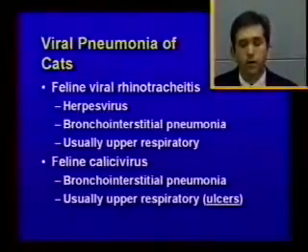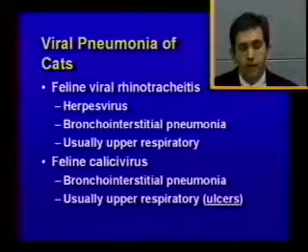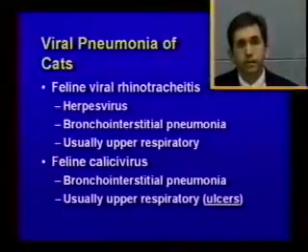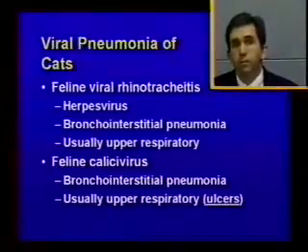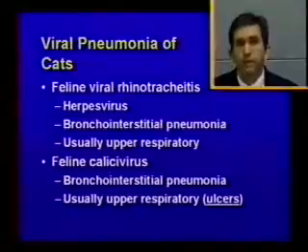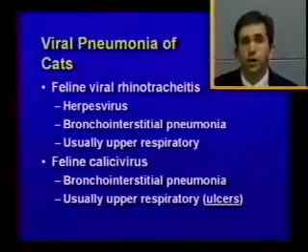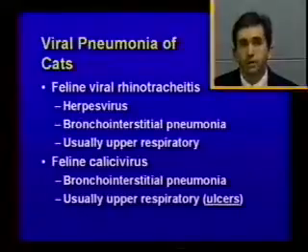These two viruses of cats are feline viral rhinotracheitis, which is a herpes virus, and feline calicivirus, which is a calicivirus. These two viruses are present in most feline vaccines, so again, this is a disease that is usually seen in unvaccinated animals. In addition to causing inflammation of the upper respiratory tract, feline viral rhinotracheitis can cause a bronchointerstitial pneumonia. So again, this virus has the ability to infect both the bronchial epithelium as well as the alveolar epithelium.